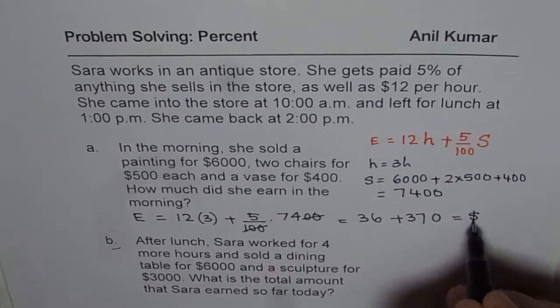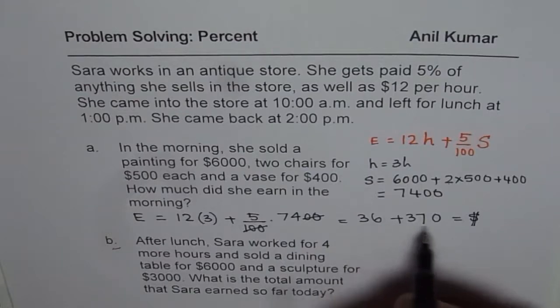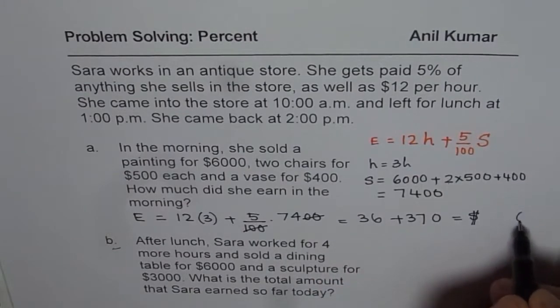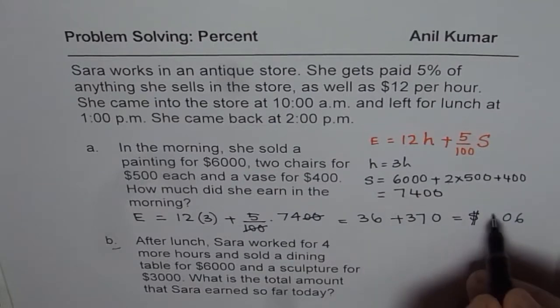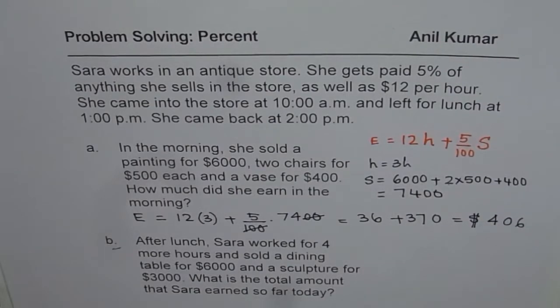Let me write dollars here. 6 plus 0, 3 plus 7 is 10, 0, 1, so we get $406. Do you get an idea? So that is how you can find her earnings in the morning hours.